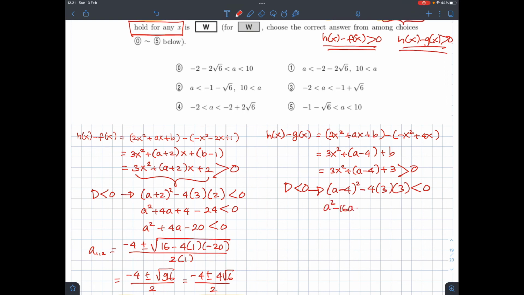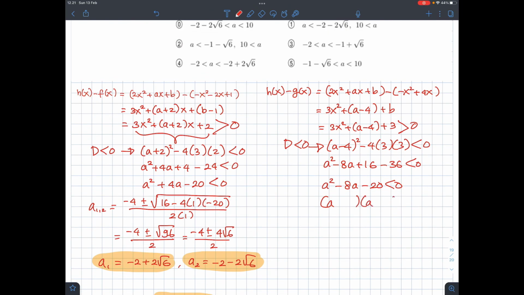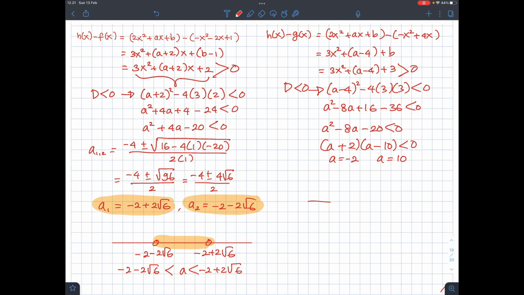A squared minus 16a plus 16, I think this is 8 squared, plus 16 minus 36. Okay, so I got a squared minus 8a minus 20. I think we can factorize this part, 10 and 2, negative and positive. So we got a negative 2 and 10. I draw the number line here, negative 2 and 10.